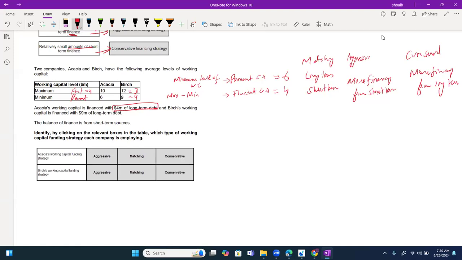Okay. In A company, you have financed 4 million from the long term. So that means 6 million from the short term. Long term is 4. Just look at the A company. Short term would be 6. So major financing is from short term. Although how much should you finance with the short term? 4, because fluctuating current assets are 4. Technically, you should go for 4 million from the short term, but you have gone 6 million for the short term. So A is following the aggressive policy.